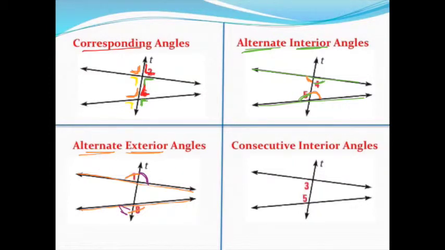And finally, we have the consecutive interior angles, or sometimes you'll see them referred to as same side interior, because as the name says, these will be on the same side of the transversal. They are interior angles, meaning they'll be in between the 2 lines. Same side just means on the same side of the transversal. So angles 3 and 5 are same side interior or consecutive interior, as well as the angles on the right-hand side. So the orange angles would be consecutive interior.